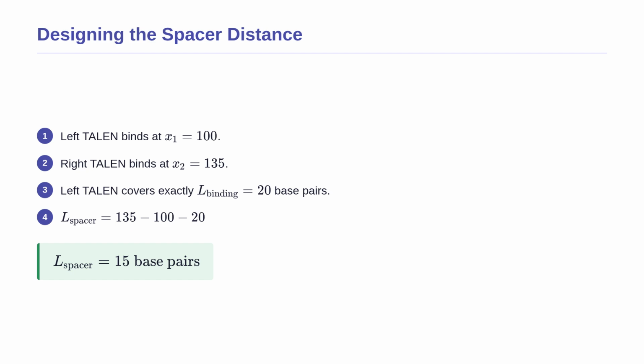For the FokI enzyme to work properly, the spacer region must typically be between 12 and 20 base pairs long. Because 15 falls perfectly within this optimal range, the two domains will have just enough room to bind together and cut the DNA.